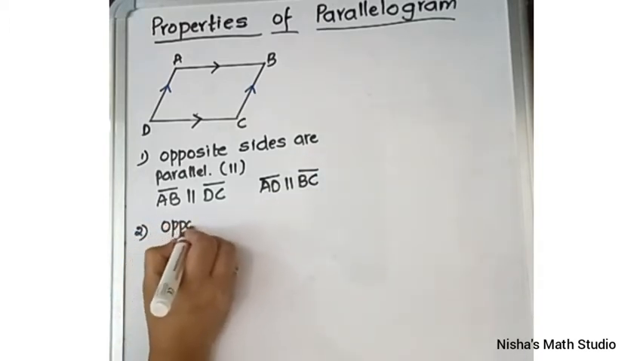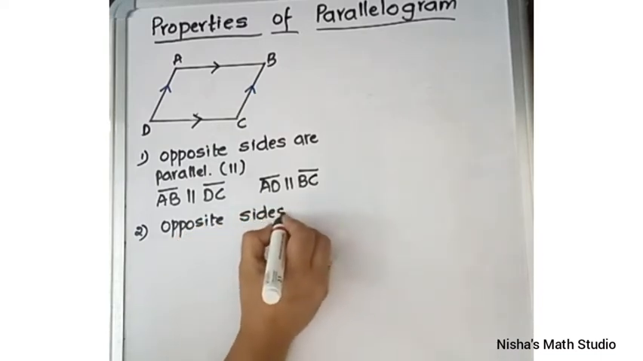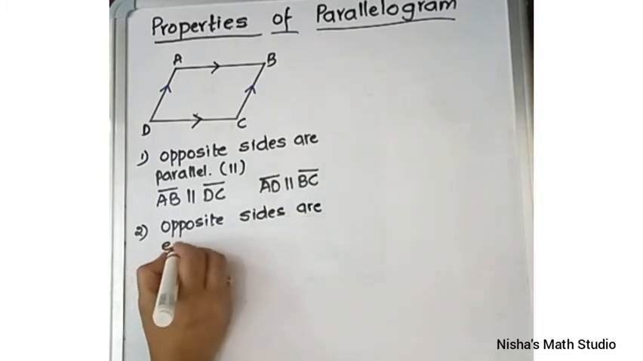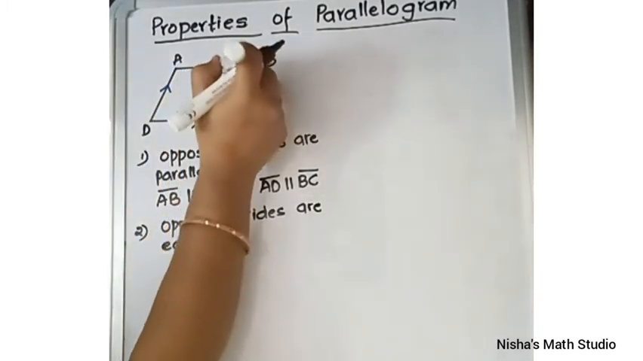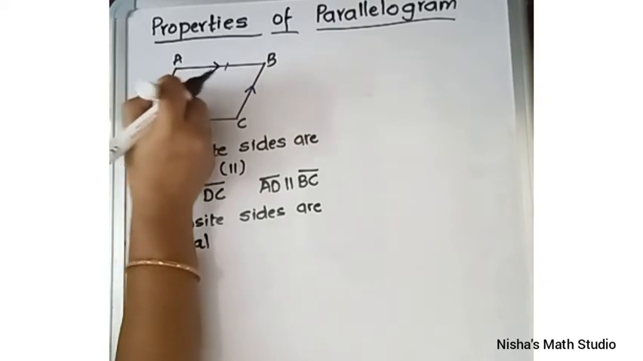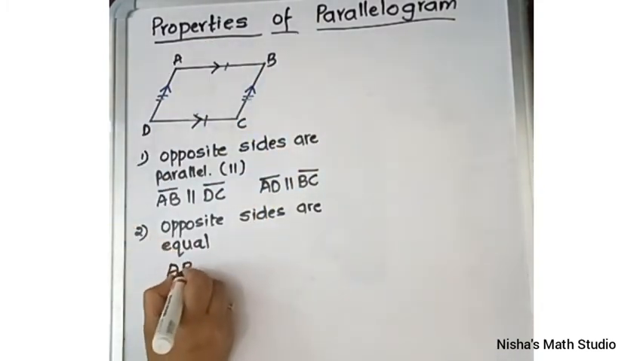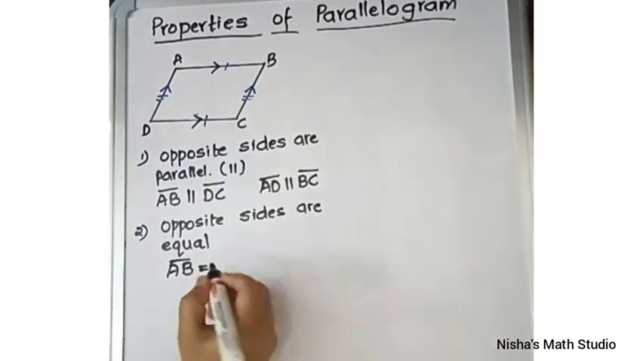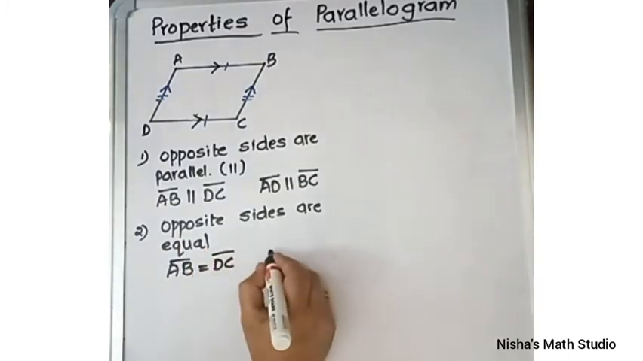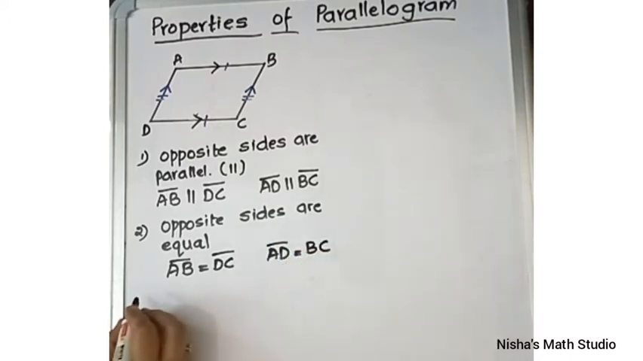Okay, so we will see the second property. Opposite sides are equal. They are parallel plus they are equal. I can indicate it by putting one line here. This is how equal sides are indicated, by putting the same mark. So AB is equal to DC. When I say equal to, we mean the length. Length of AB will be equal to length of DC and AD is equal to BC. This is the second property.